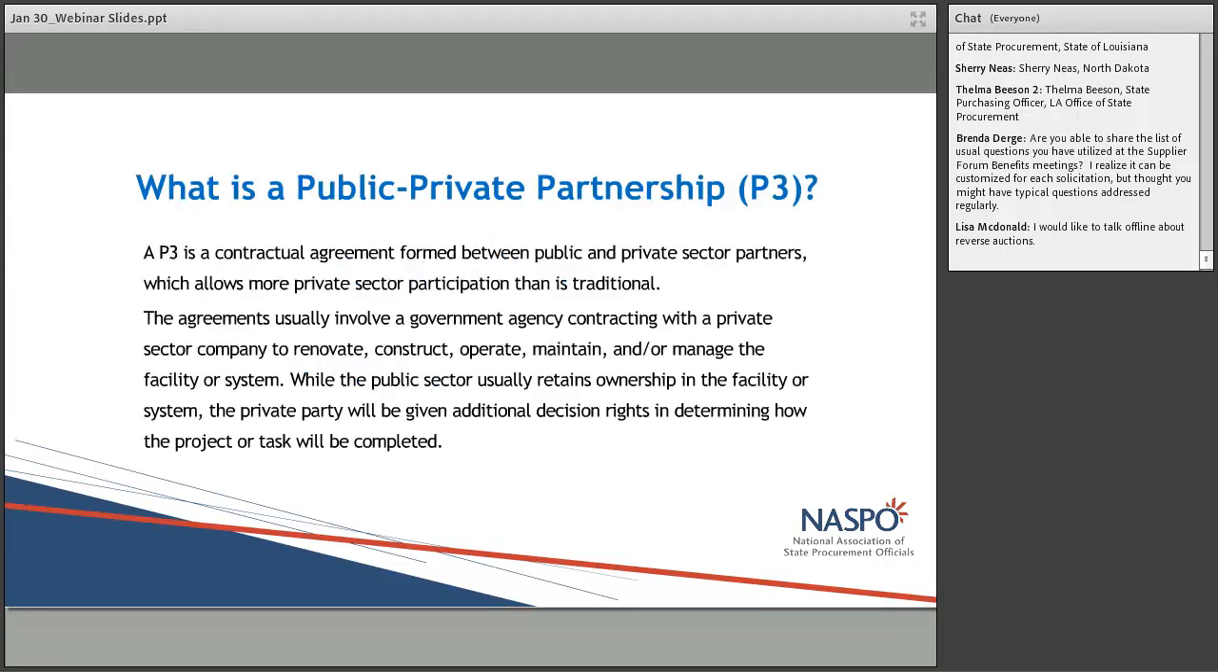First, just to give you a little background on the P3 process overall. A P3 is really a contractual agreement between the public and the private sector partners, which allows more private sector participation than traditional. The agreements usually involve a government agency contracting with a private sector company to renovate, construct, operate, maintain, and or manage the facility or system. While the public sector usually retains ownership of the facility or system, the private party will be given additional decision rights in determining how the project or the task will be completed, of course, based on specific specifications and a statement of work.